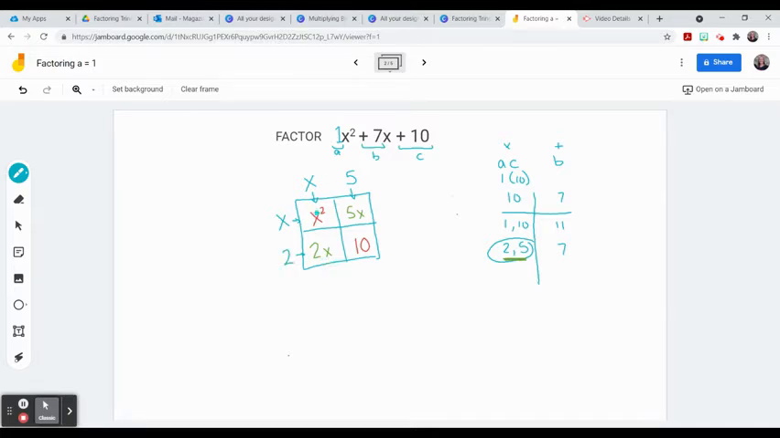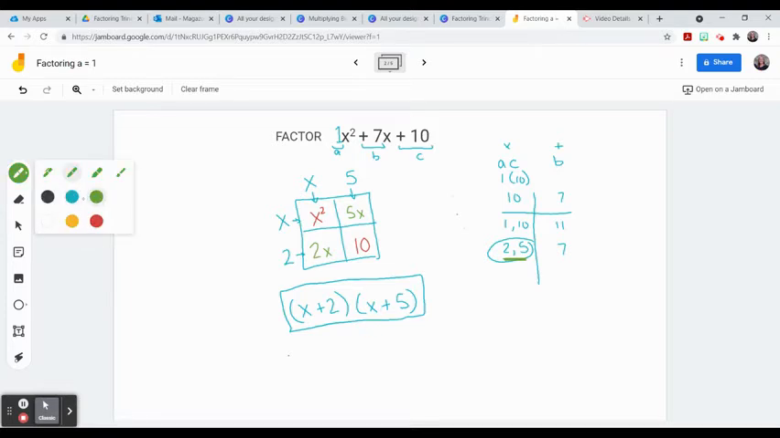If we're working the other way now, x times x gives me x squared, 2 times x gives me 2x, 5 times 2 gives me 10, and 5 times x gives me 5x. I'm going to take these pieces and write them as binomials. And those are my factors of this trinomial. So if it just said factor, I am all done. I can multiply them together to check my work.